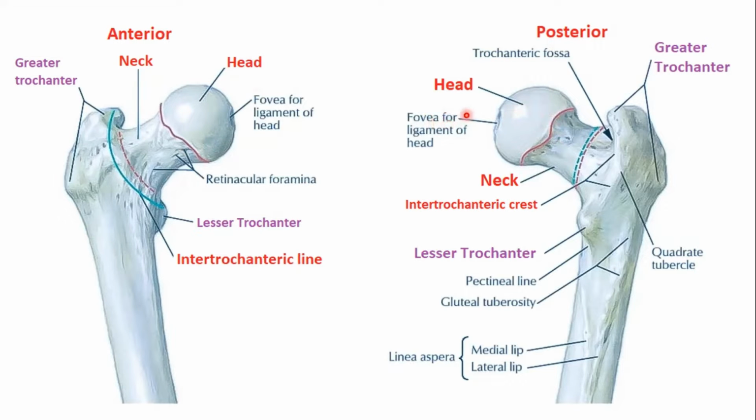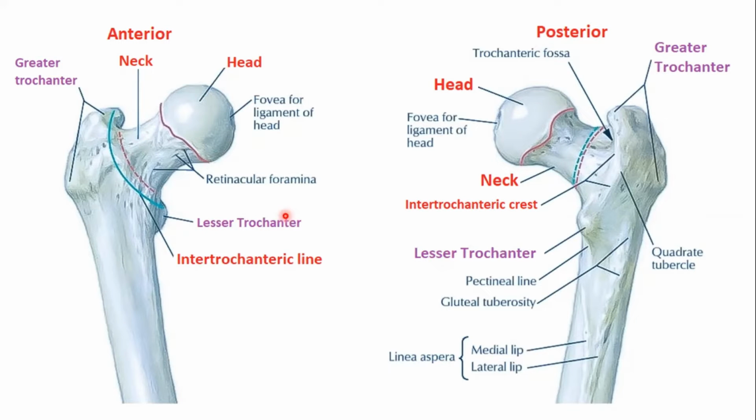This is the fovea for ligament of head, right? In the center of the head, this is fovea or depression. This is the anterior neck, and this is the posterior neck. This is the head, this is neck, and anteriorly there is an intertrochanteric line at this point, and posteriorly lies the intertrochanteric crest, right?